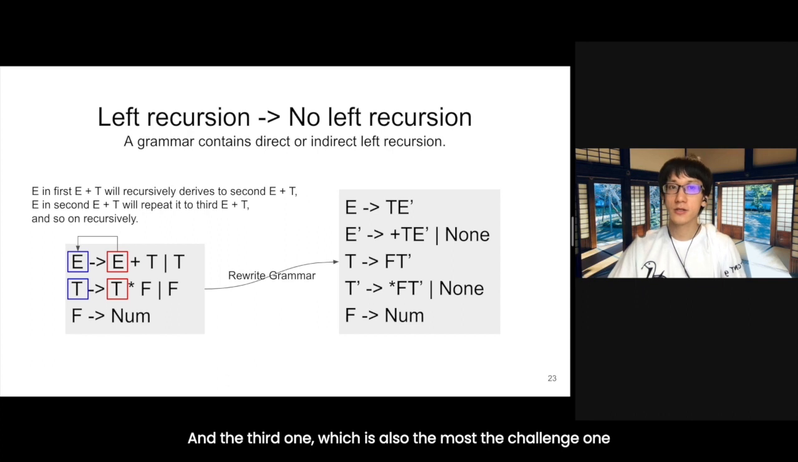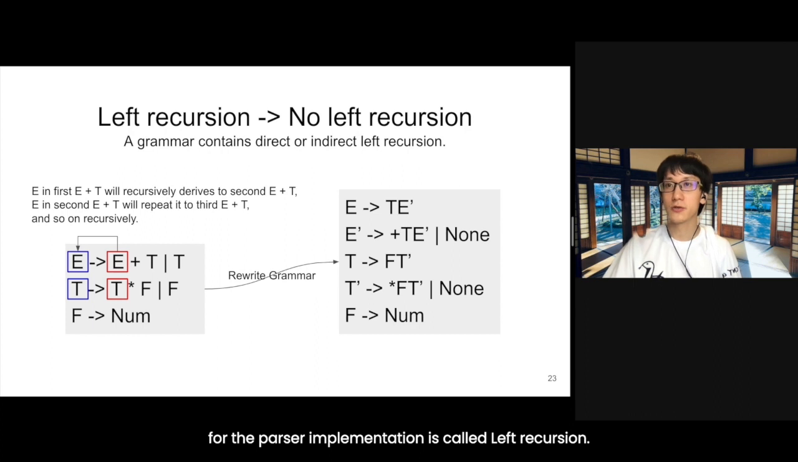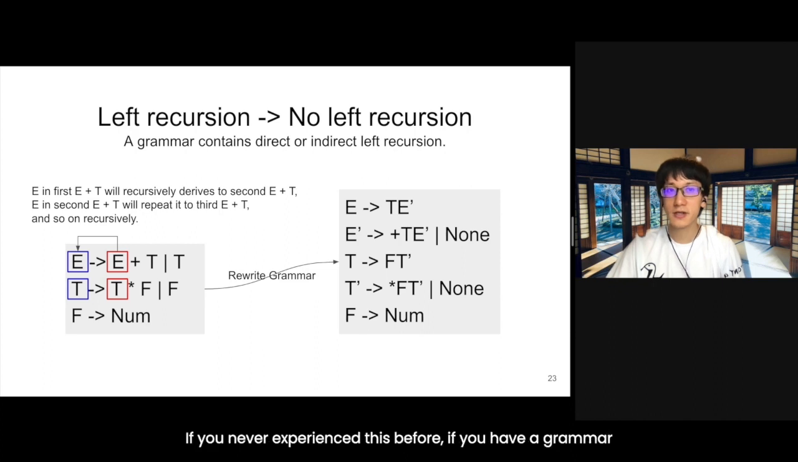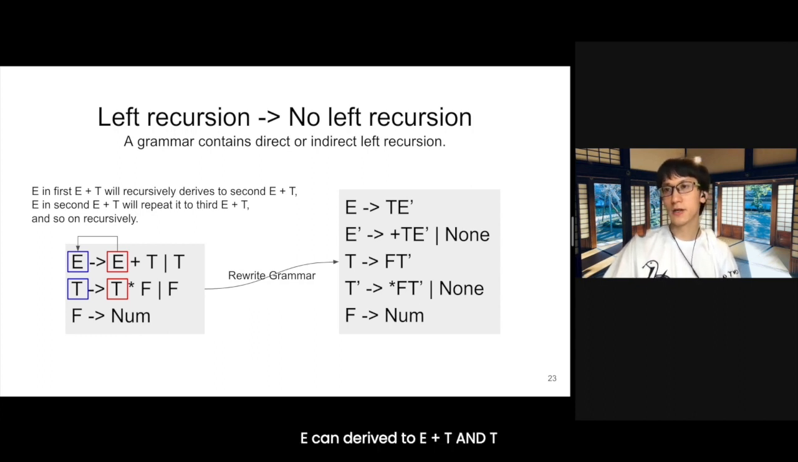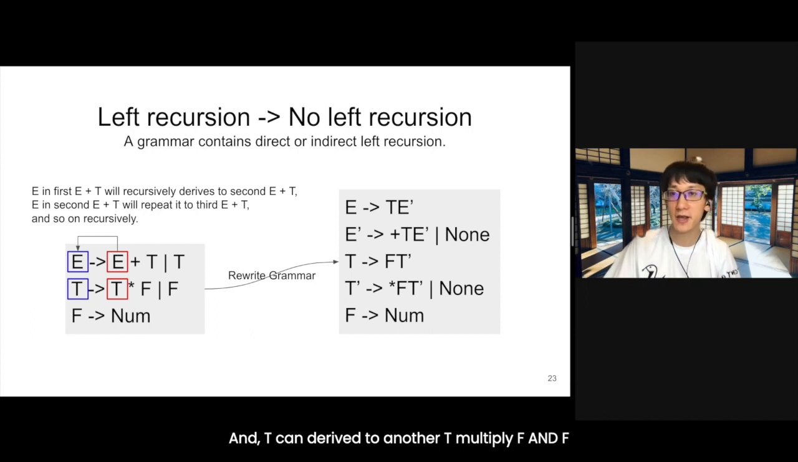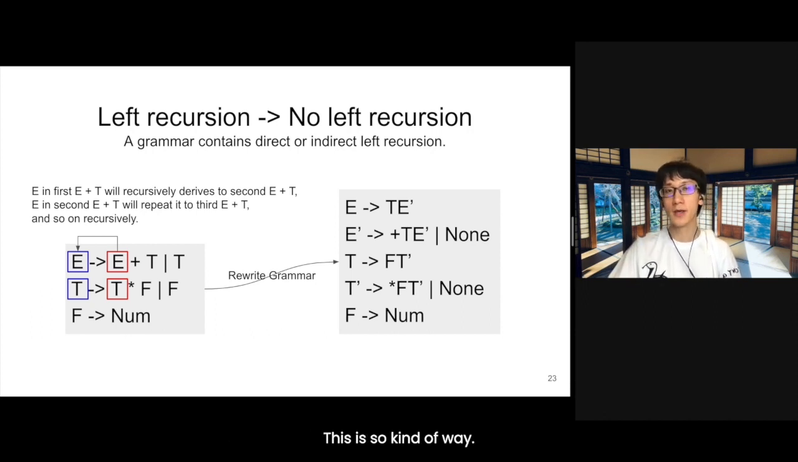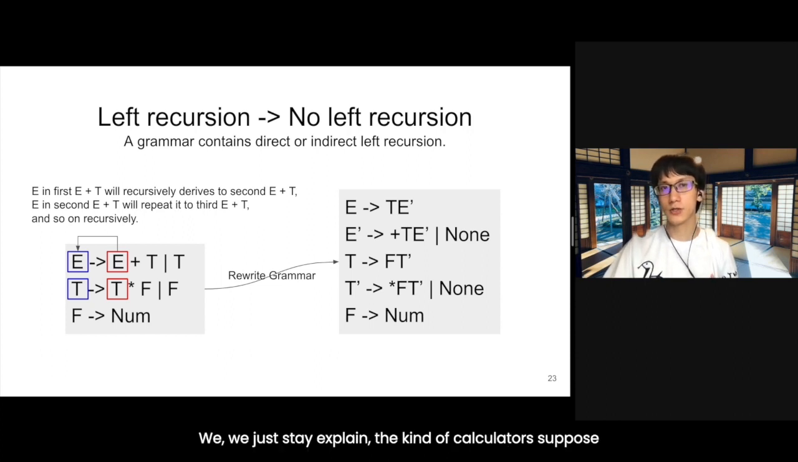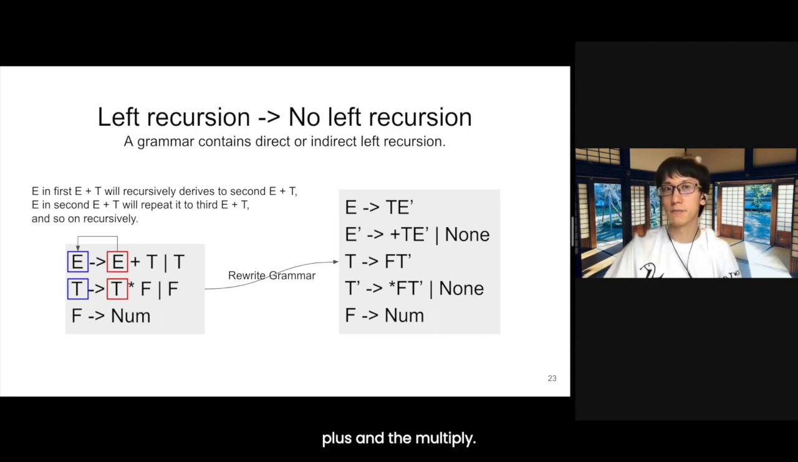The third one, which is also the most challenging one for parser implementation, is called left recursion. The explanation is pretty complicated if you have never experienced this before. If you have a grammar like this, it's very human readable, right? E can derive to E plus T, T can derive to T multiply F, and F can derive to number. This is a way to describe a calculator that supports plus and multiply.